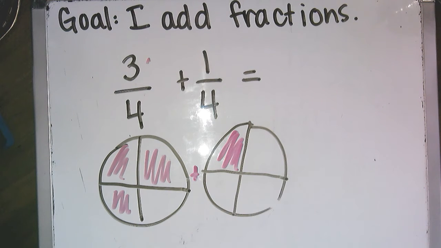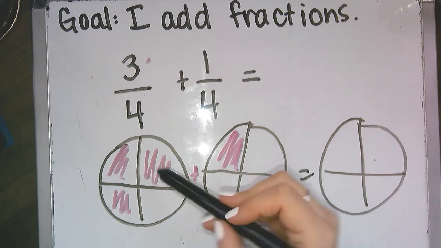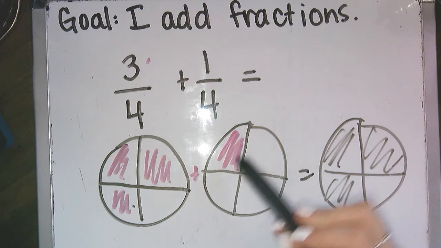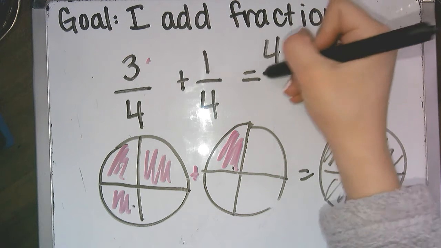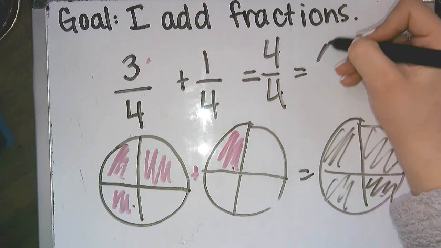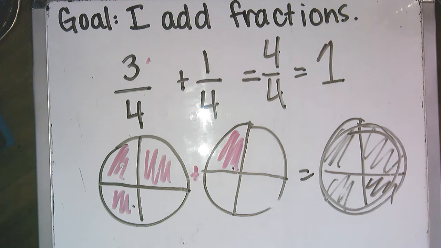So if we add this together, we would color in the 3 from here, 1, 2, 3, and then add in our 1. And we end up with 1, 2, 3, 4, 4/4. Or as some of you might realize, that equals 1 whole because the entire circle is colored in.